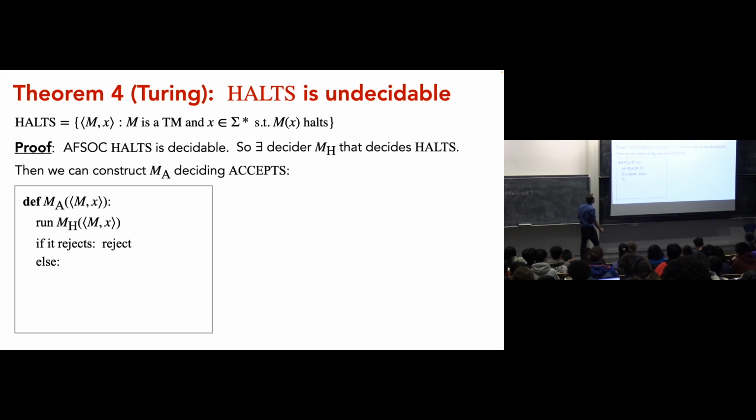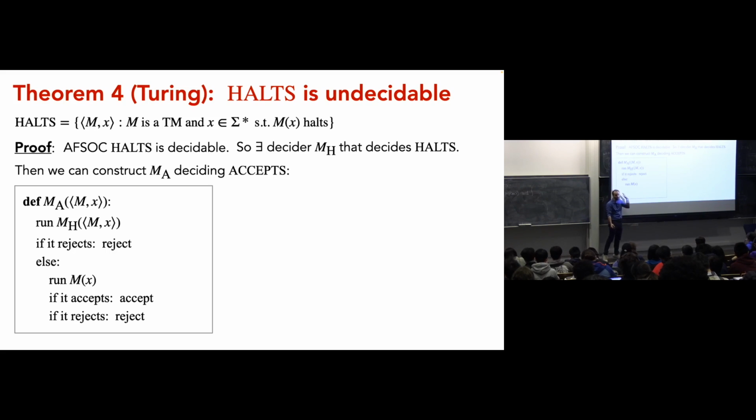Else, it accepts. So m sub h tells me that m on x halts. Well, if I now know that m of x halts, I am free to simulate it. I'll just simulate it now. I'm going to run m of x and see what happens. It either accepts or rejects, that's what m sub h tells me. If it accepts, I'll accept. If it rejects, I'll reject.